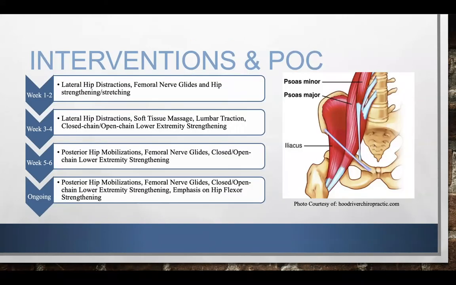The interventions that were implemented included manual therapy, soft tissue massage, and lower extremity strengthening as suggested by the orthopedic physician. Lateral hip distractions were performed in the first week of treatment and relieved the patient's pain immediately. This intervention was continued until the 5th week mark because it was found that posterior hip mobilizations were more specific for the patient's condition. Through clinical reasoning, it was thought that the patient's femoral head was irritating the femoral nerve. Therefore, hip flexor strengthening was also added to the plan of care due to the iliopsoas muscle group helping to resist anterior translation of the femoral head.